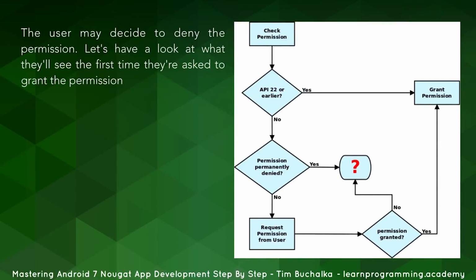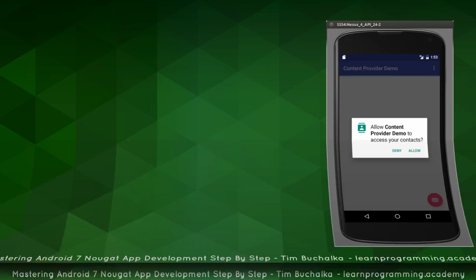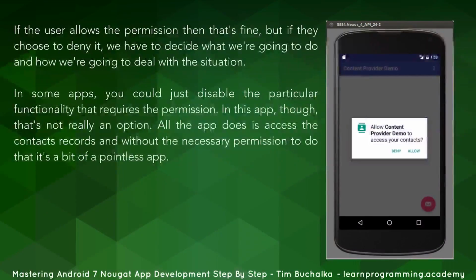The user may decide to deny the permission though. So let's have a look at what they'll see the first time they're asked to grant the permission. So if the user allows the permission, then that's fine, but if they do choose to deny it, then we have to decide what we're going to do and how we're going to deal with that situation.